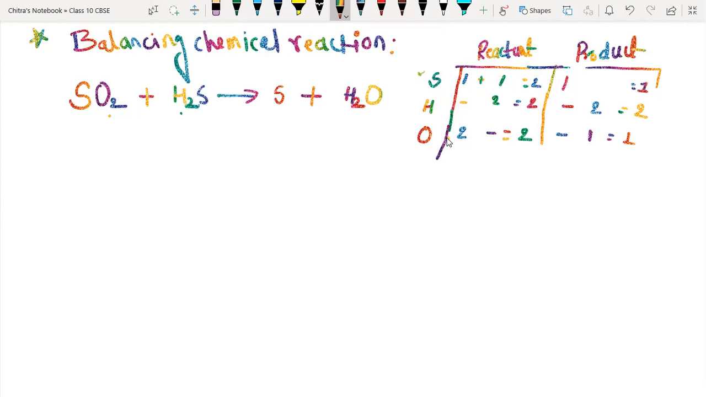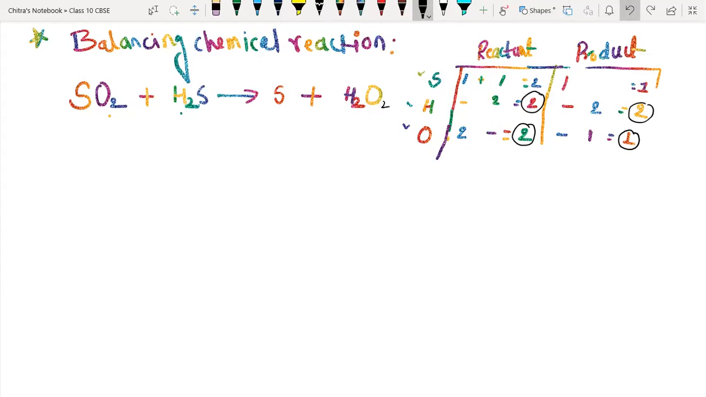Okay, on the reactant side we have to balance hydrogen, sulfur and oxygen first. Hydrogen is already balanced: here we have 2 hydrogen, and on the product side again we have 2 hydrogen. But if we see oxygen, on the reactant side we have 2, but on the product side we have only 1. We cannot change the subscript here, since H2O is water and H2O2 is hydrogen peroxide. If we change it, the product will change. That's why we can't write here.